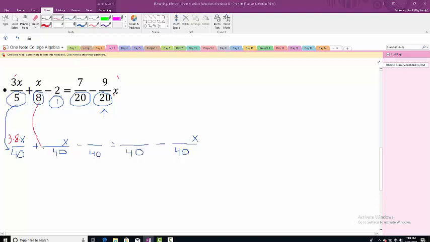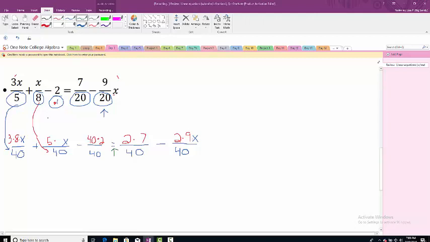8 times 5 gave us 40, so we have to multiply 5 times the x. 1 times 40 gave us 40, so we have to multiply the 2 times 40. 20 times 2 gave us 40, so we have to do 2 times the 7. And also again 20 times 2, so we have to do the 9x times 2.